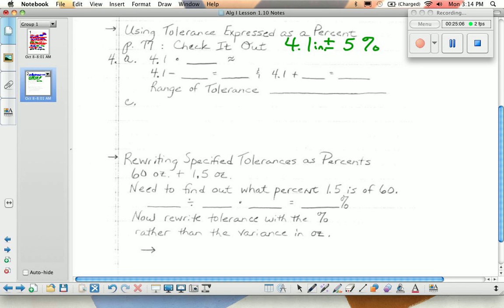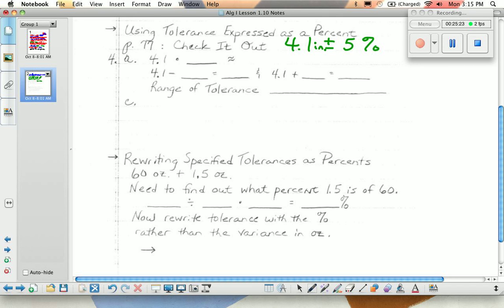Here's what we want it to be, but we'll tolerate it going 5% that way or 5% that way. So we've got to figure out what that 5% is. Does anybody know what we have to do to figure out what 5% of 4.1 is? Brianna? Multiply 5% times 4.1.